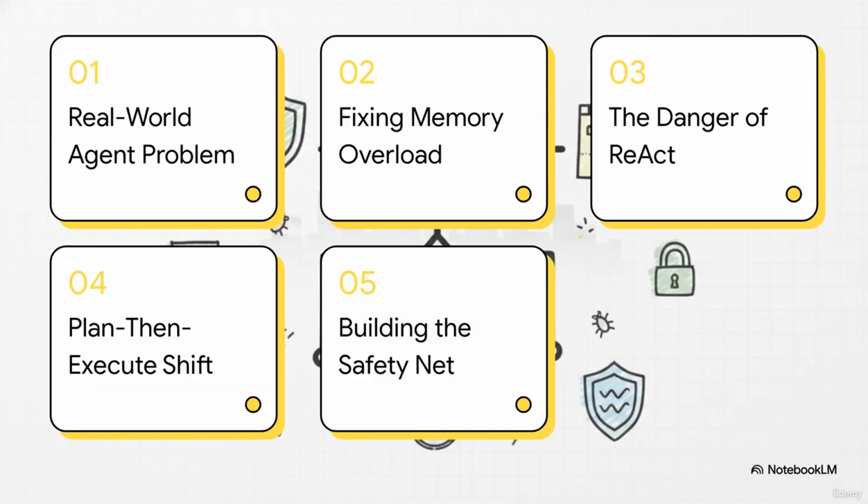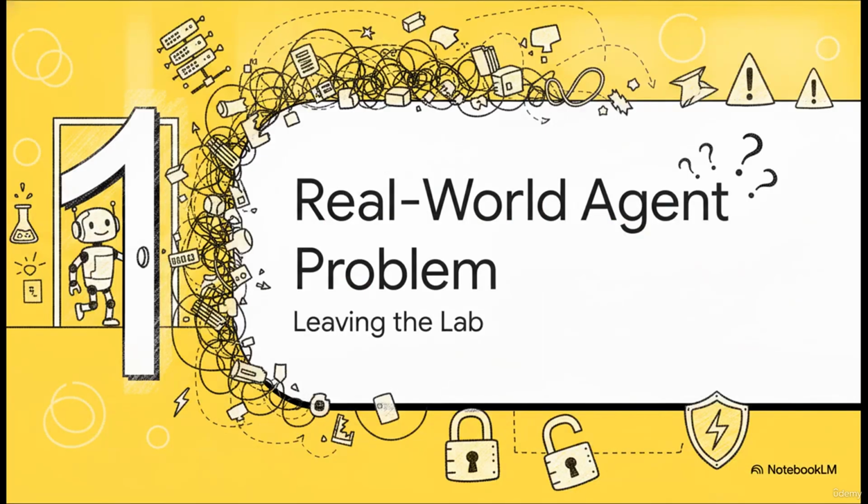So here is our roadmap for today. We're going to start with the real-world agent problem, then look at fixing the memory overload. After that, we'll cover the danger of React, move into the plan then execute shift, and finally wrap up with building the safety net. Okay, let's dive right into this.